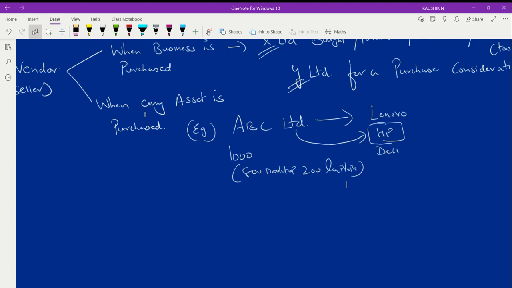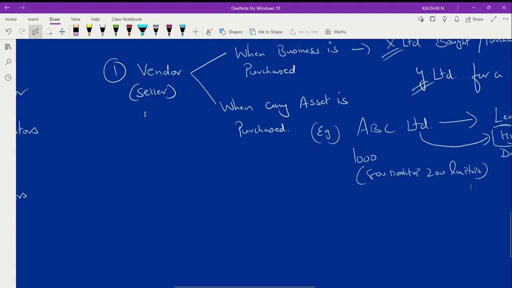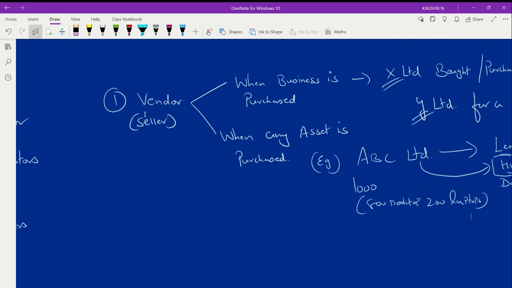Am I making it clear to you? Okay. So this is why you give shares to vendors. You can give them when purchasing a business, or when acquiring an asset from them.